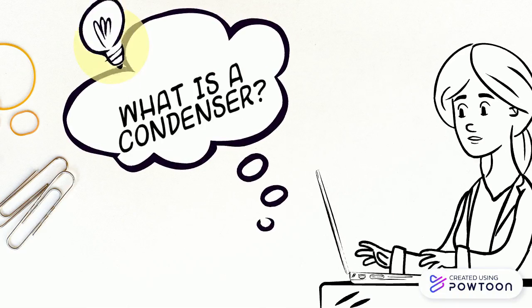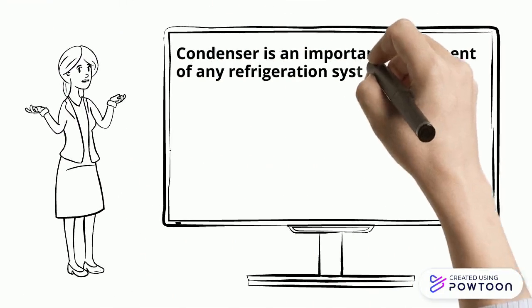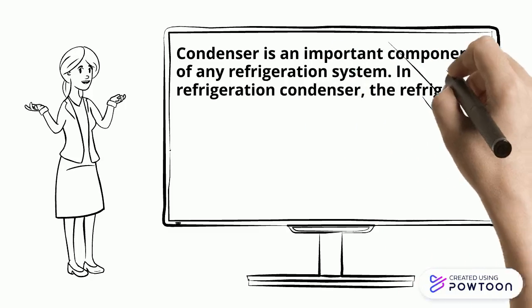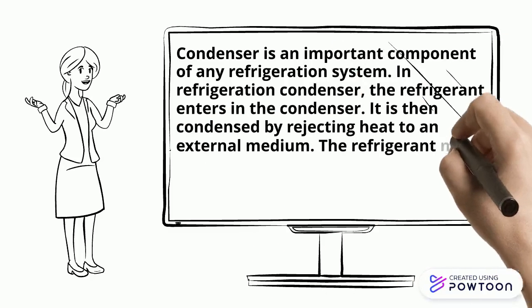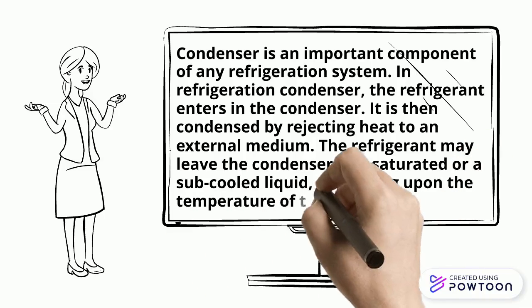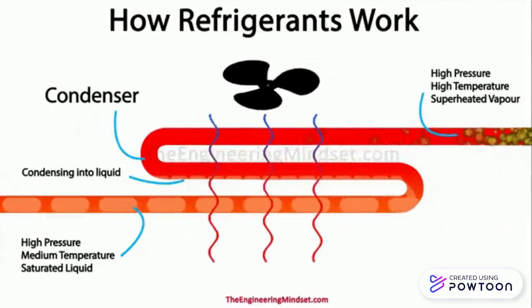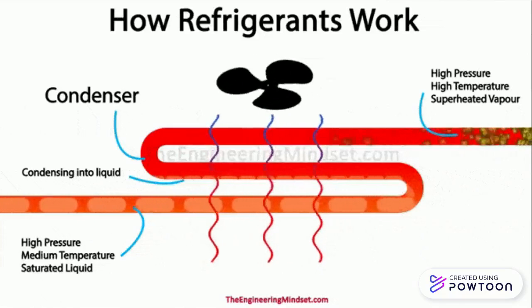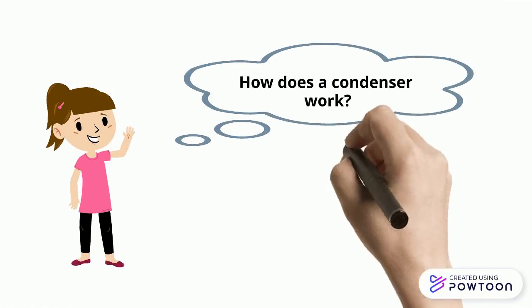Now, what is a condenser? Condenser is an important component of any refrigeration system. In a refrigeration condenser, the refrigerant enters the condenser. It is then condensed by rejecting heat to an external medium. The refrigerant may leave the condenser as a saturated or a subcooled liquid depending upon the temperature of the external medium. This is the representation of what happens to the refrigerant when it passes through the condenser. Now let us see the working of a condenser.